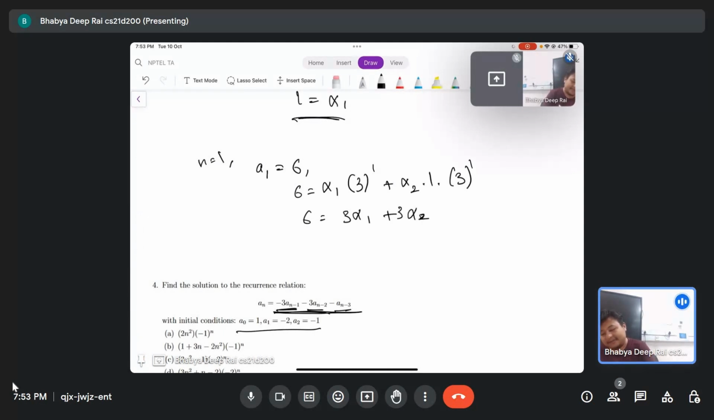But what is alpha 1? Alpha 1 is nothing but 1. So 6 equals 3 plus 3 alpha 2. Which means alpha 2 is equal to 3 by 3, which means alpha 2 is equal to 1.